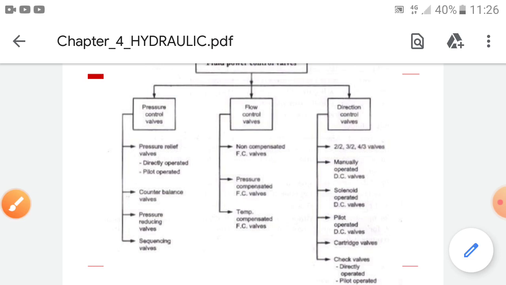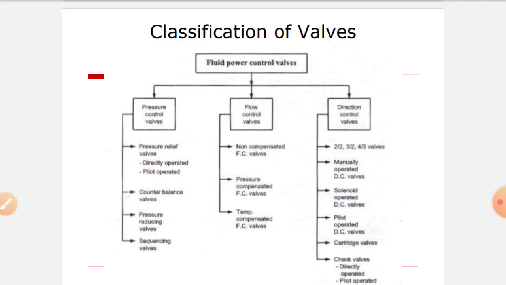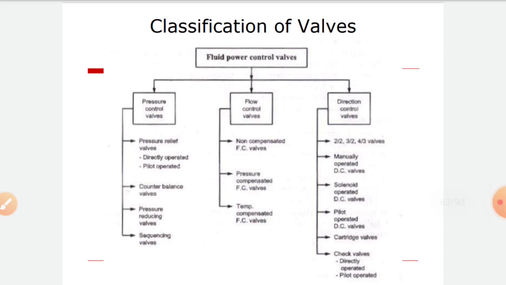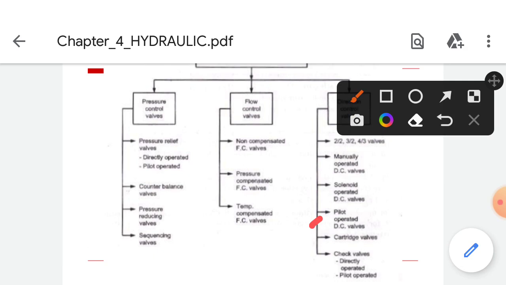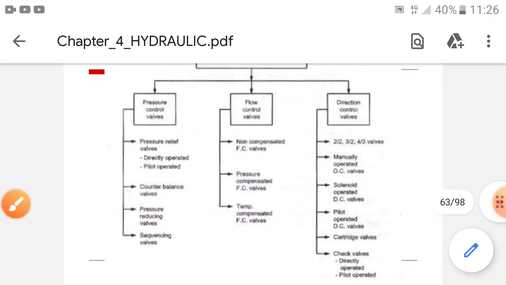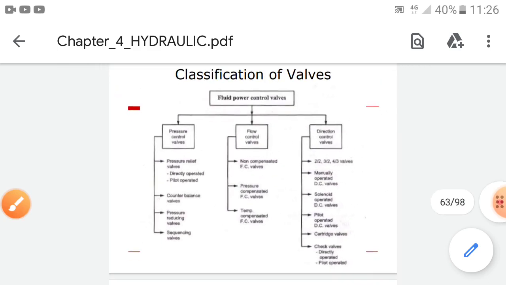Okay, carriage valves and check valves, directly operated pilot valve. Okay, those types of valve we can use. Pilot operated directional control valve, carriage valves, check valves, and directly operated pilot operated, those are the directional control valves. Okay, so this chart shows fluid power control valves. It is categorized into three types: pressure control valve, flow control valve, and directional control valve.